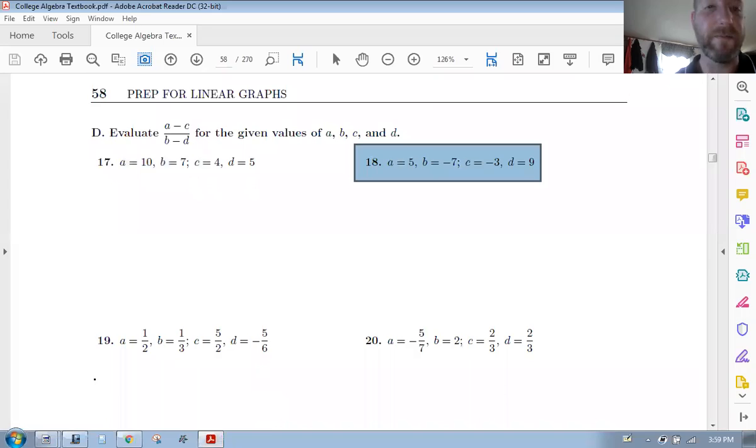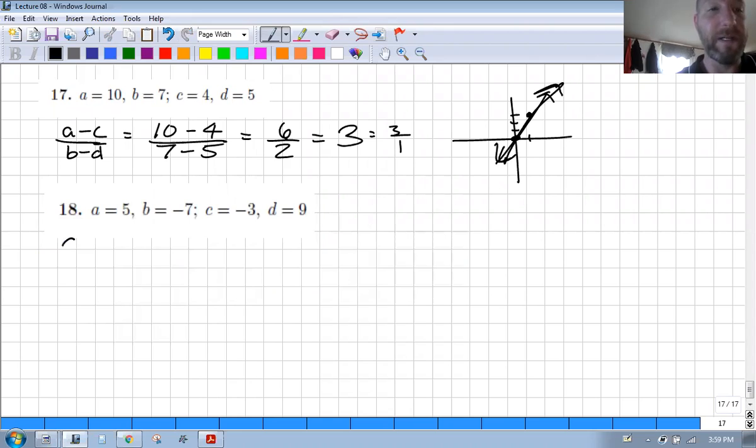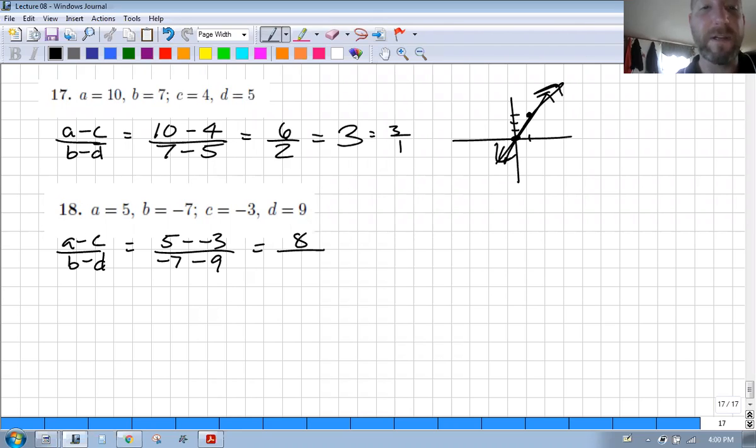I'm getting ahead of myself, but I just want y'all to have an idea of where we're going with this. So A minus C over B minus D. A is 5, C is -3, B is -7, and D is 9. Right here is where most people mess up. It says A minus C. A is 5, and we have a minus, and C is a -3. So 5 minus -3 is 8. And then we have a -16. So this is a -1/2.